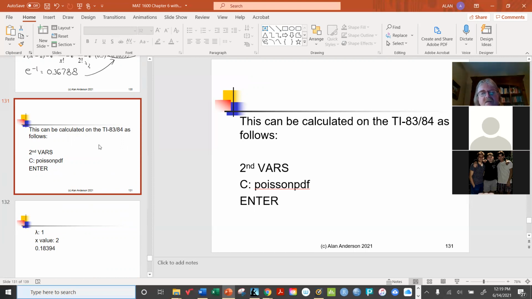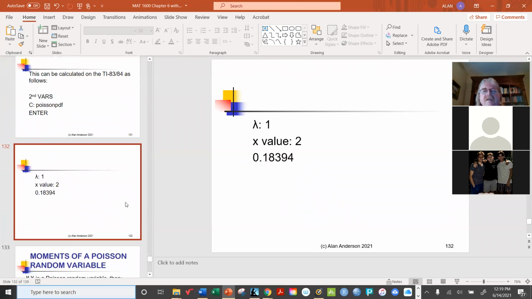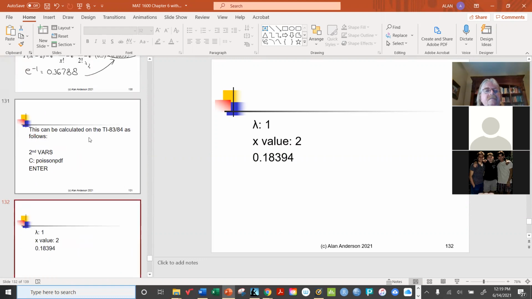And go down the list to Poisson PDF. And what it's going to ask you for is just two things, lambda and x. So you type those in and then press enter, and you end up with 0.18394, which is what we got.